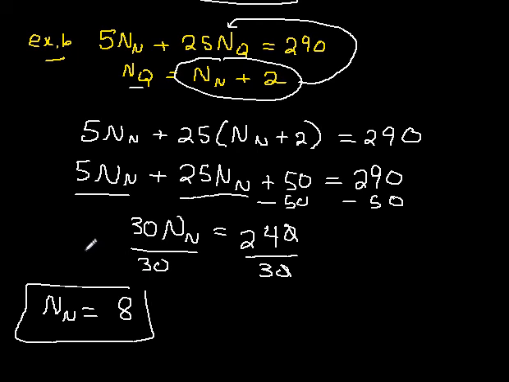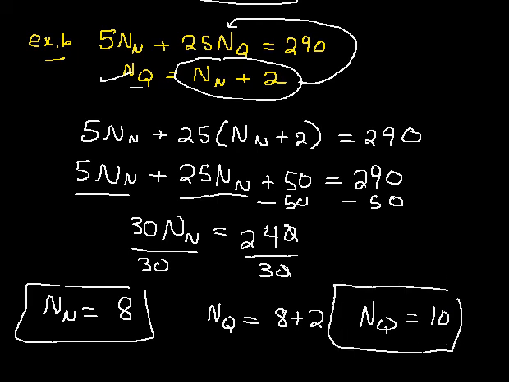And then all we have to do is go back and get our number of quarters. So we can go right into that equation. So our number of quarters equals our number of nickels, which is 8, plus 2. So our number of quarters equals 10.